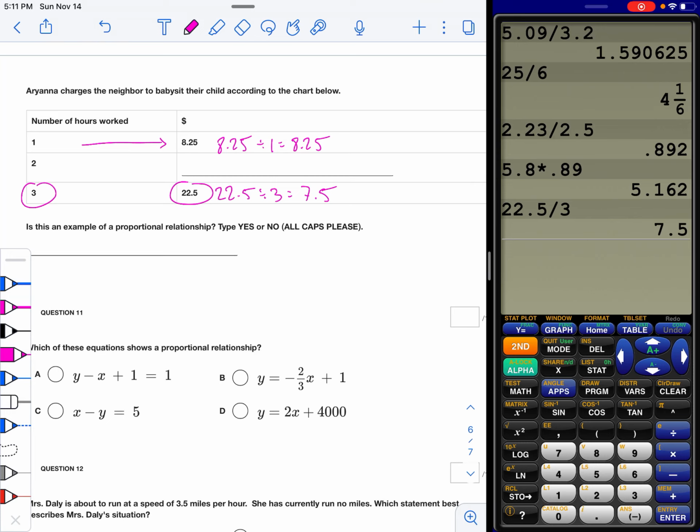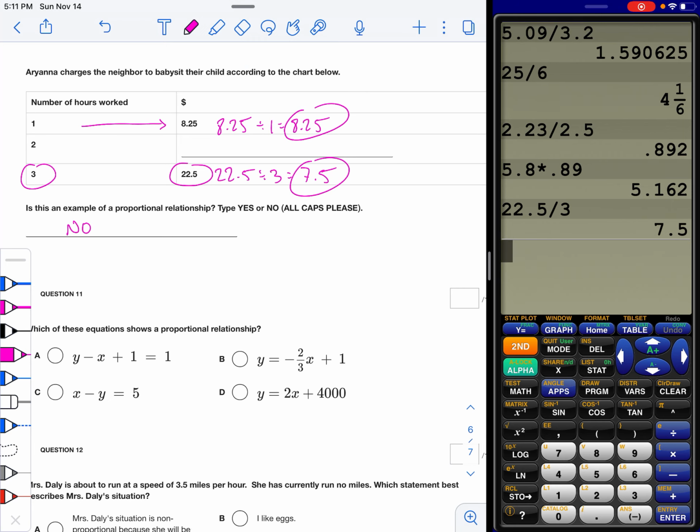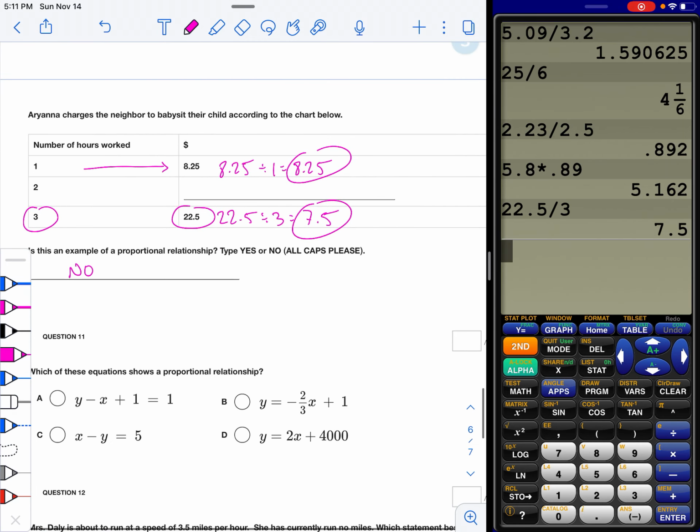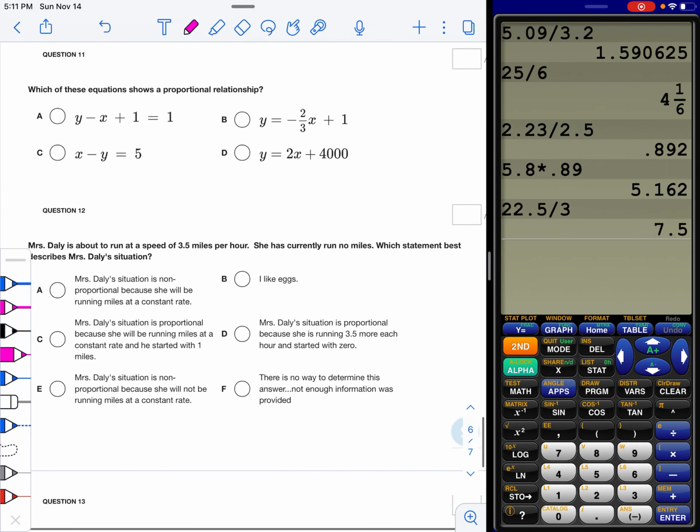So this is not proportional. These aren't the same, so this is not proportional. Is this an example of a proportional relationship? We should be typing in no. I sure hope that's what the quiz says, because I have a feeling I would have designed that question differently. That's kind of funny. All right, next question.